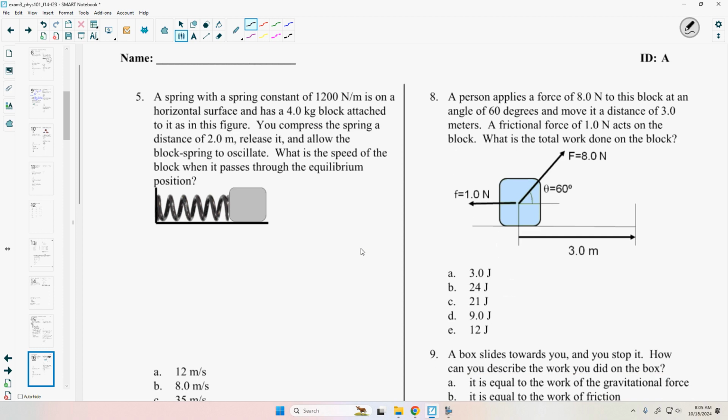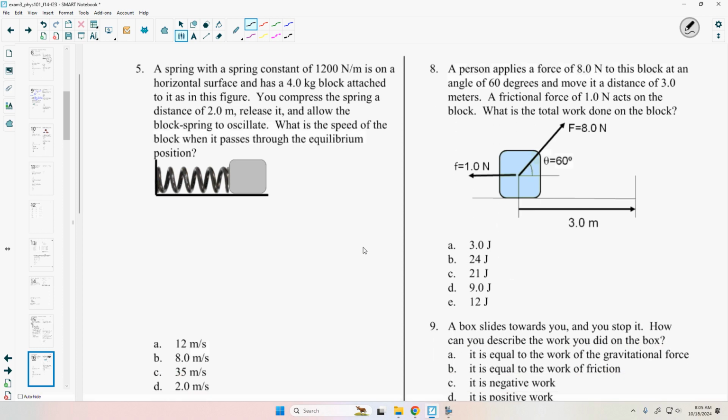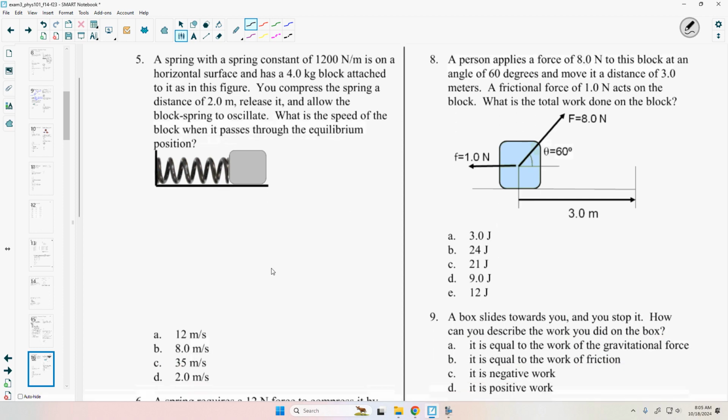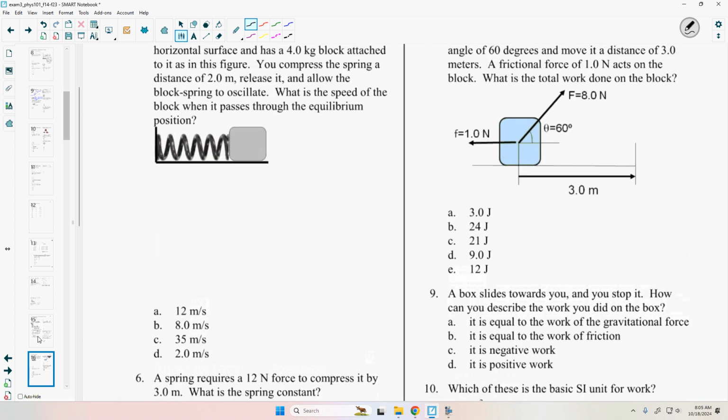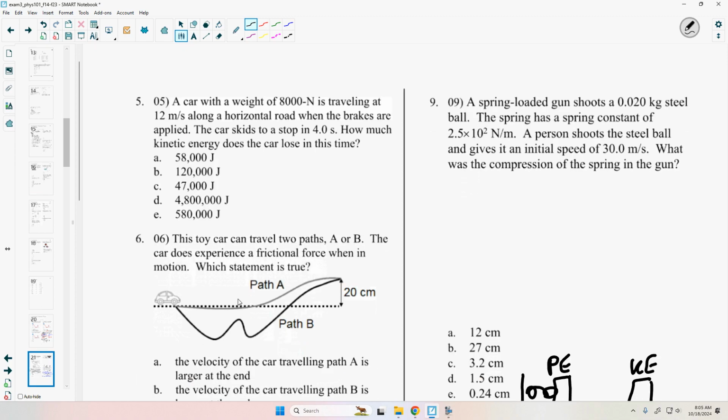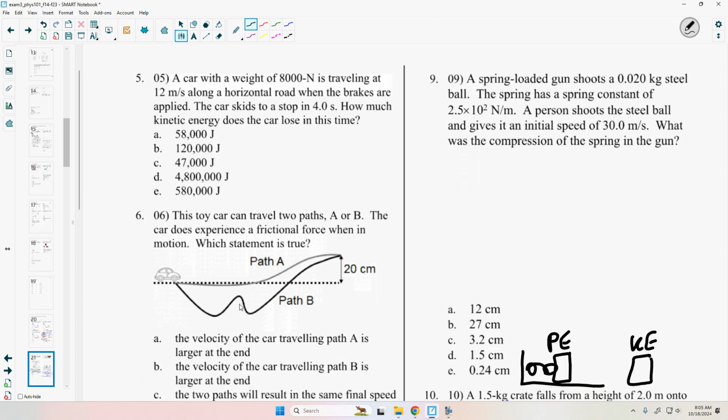Looking for another spring question. Okay, this one is similar. Let's look for another one that's different. Okay, this one's a little bit different. Well, no, it's all the same. You want to do this one? Is that okay? The spring? Are there any particular questions you want to do? Anything particular? What you got? Number 9? Yeah, is that okay?